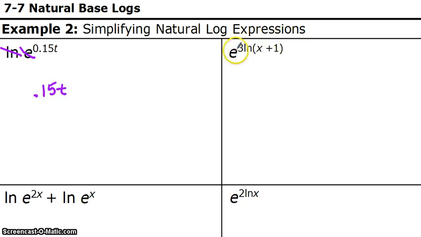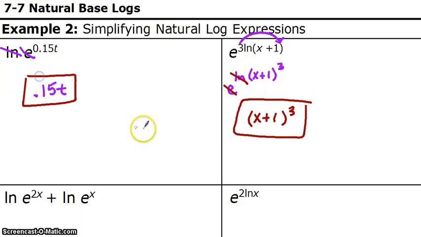Okay, here, same deal, the e and the ln, but this 3 in front is messing with us. We can't cancel them out yet. So use one of your properties. We can move that 3 up and make it an exponent. So this is now e to the ln of (x plus 1) cubed. The e and the ln cancel each other out, so we're left with (x plus 1) cubed.